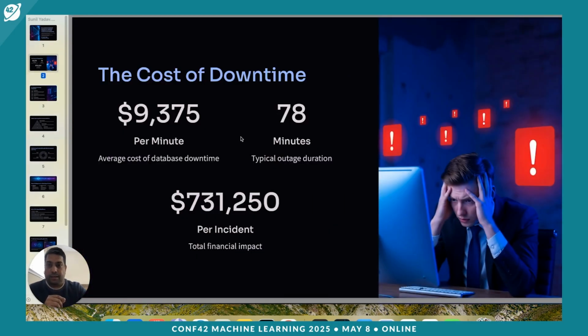Like I said, the cost of downtime is more than $9,000 per minute for average production issues for a database, which lasts for more than 60 minutes. Even if it's a small problem, the mitigation to solve the problem, the final fix and implementation takes this much time, which costs more than $700,000 per incident as a total financial impact of running a database with more than 99 percent uptime.